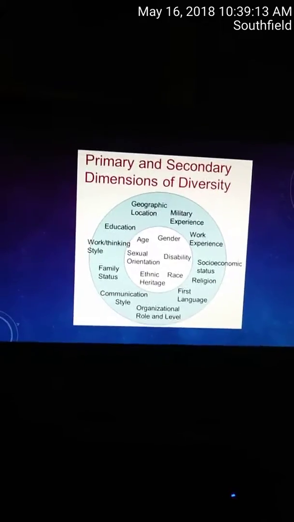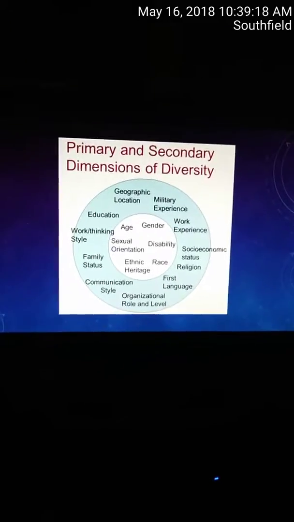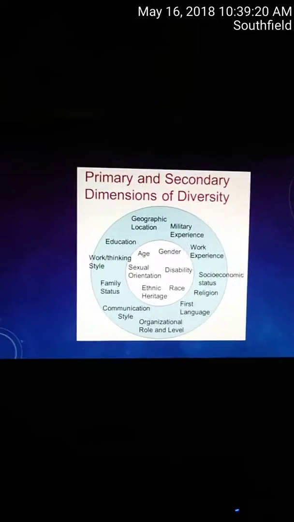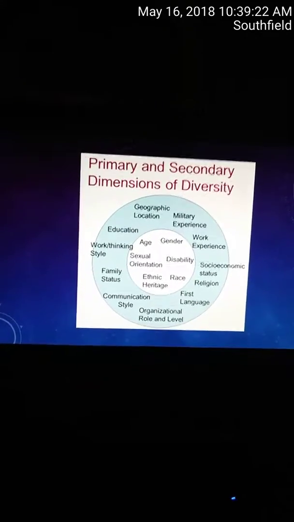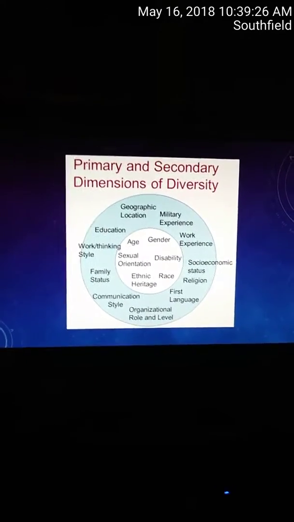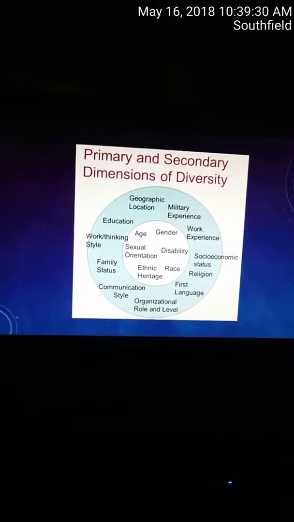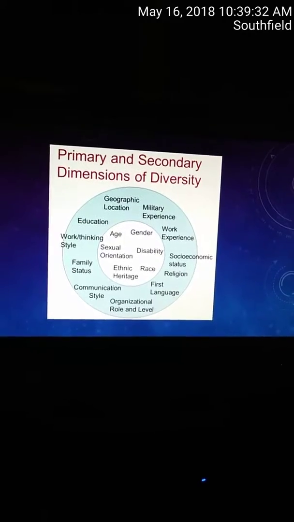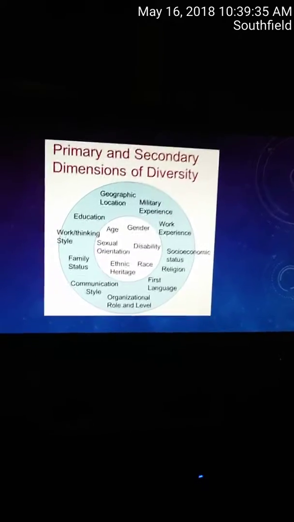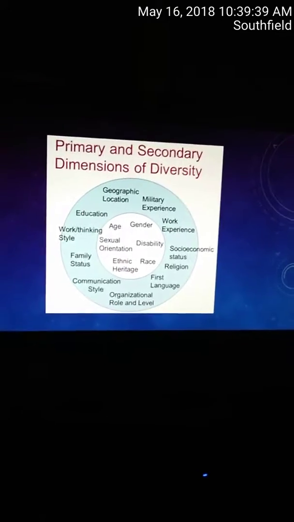Basically, some people's first language is English, others may be Spanish. So that is a form of diversity as well. Religious belief is becoming the biggest form of diversity amongst a lot of companies and organizations, because a lot of religions have different expectations and require a little bit more leniency.